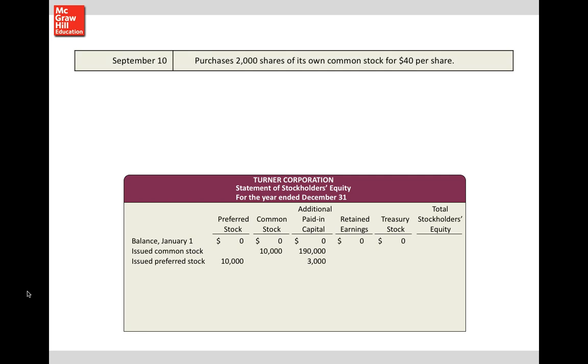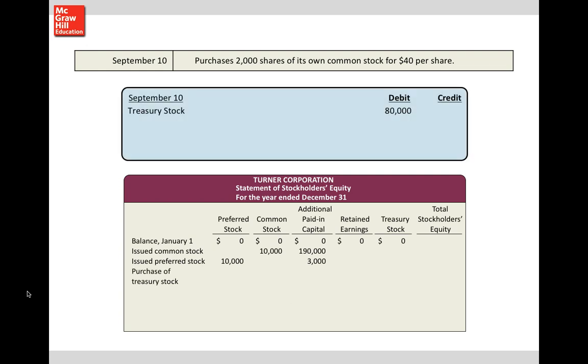On September 10th, they purchased 2,000 shares of their own common stock for $40 per share. So we're going to recognize the treasury stock, the 2,000 shares times $40 per share, or $80,000. And we're going to recognize cash. Here's what that's going to look like on our statement of stockholders' equity. Remember, treasury stock is a contra equity account, so it reduces our stockholders' equity. And on the statement of stockholders' equity, we're going to put that down as a negative number.